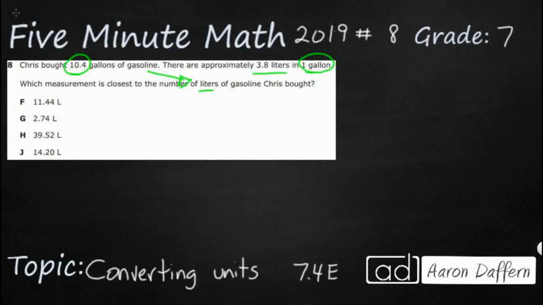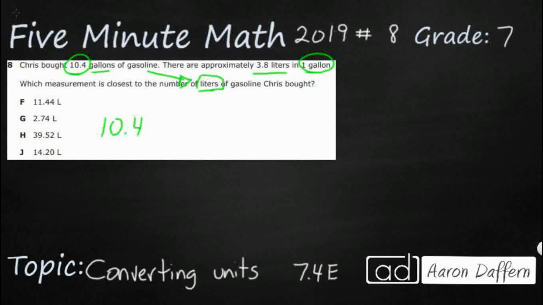The first way I would probably do it would be just to make a proportion, because look, we've got 3 different numbers here. We've got 10.4 gallons, 3.8 liters, 1 gallon, and we've got labels, gallons and liters, and we're looking for a missing liter. So when I see that, to me that just screams proportion, because those labels are a dead giveaway here. So let's just figure this out.